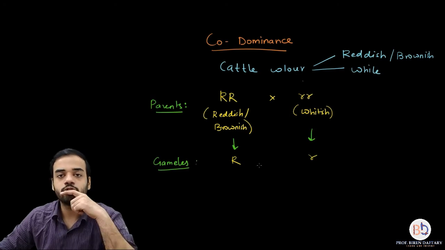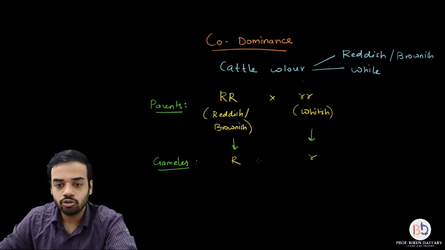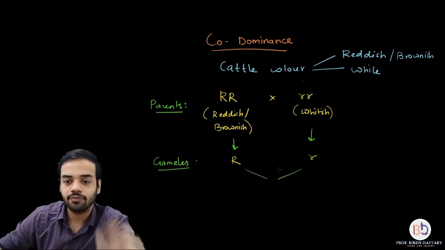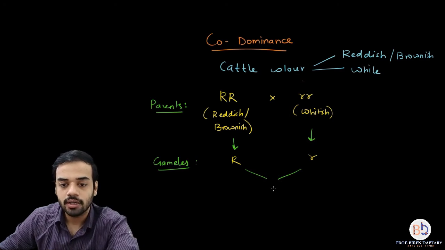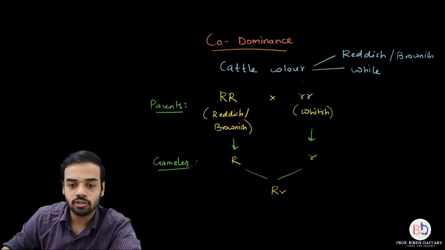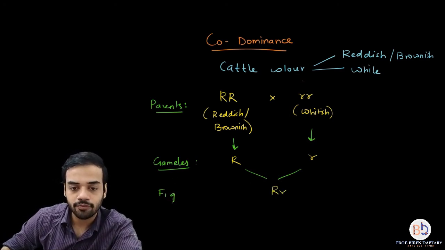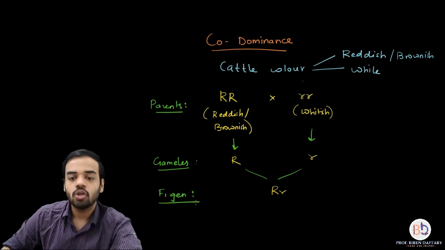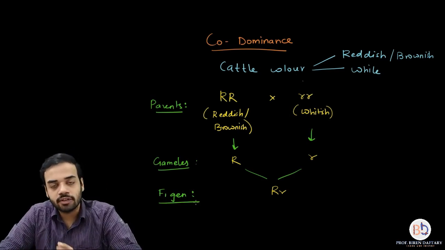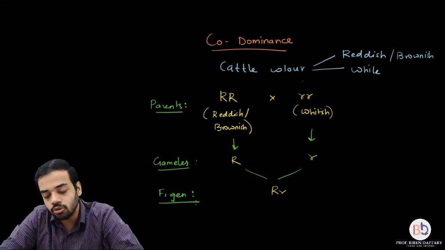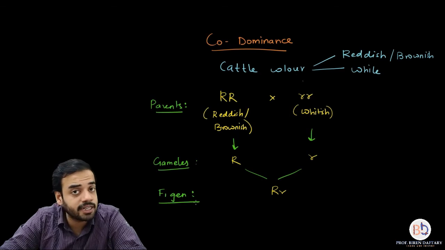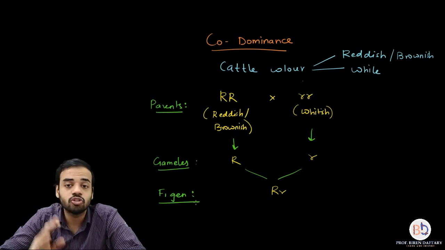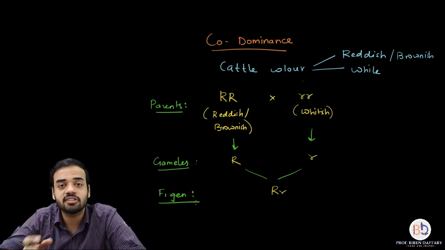Then you have to show the combination of gametes. So you are going to show the F1 hybrid which is formed, which is called capital R, small r. So over here I am going to write down F1 generation. Now what will be the coat color of the F1 generation? If we were using Mendel's first law, it would have been reddish or brownish. However, this is not complete dominance, this is codominance.